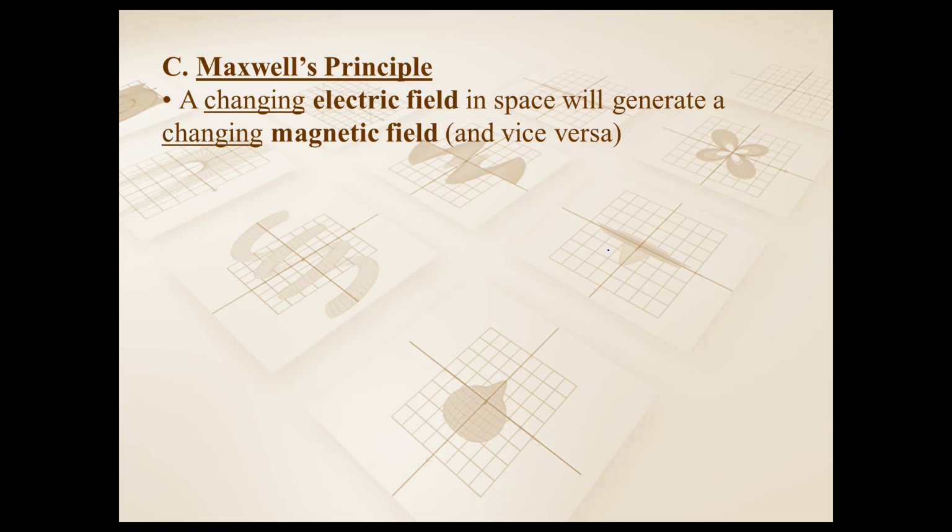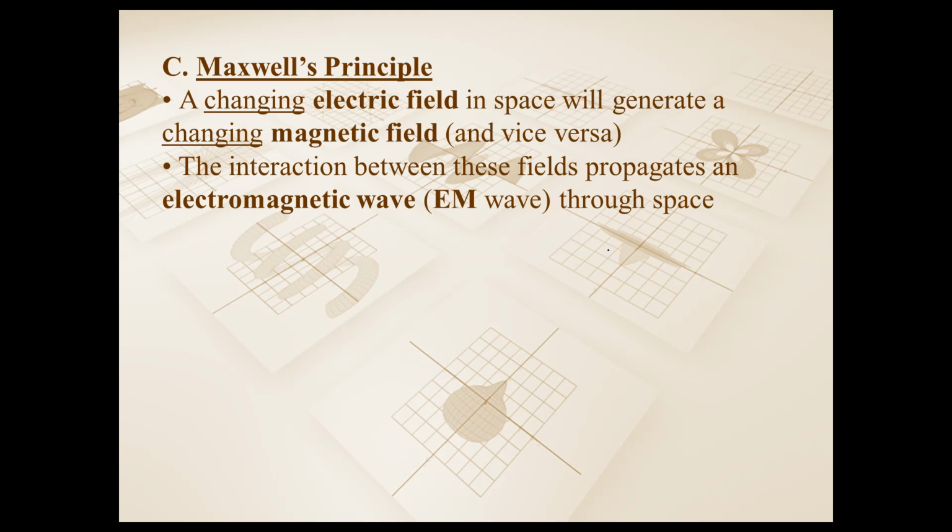Maxwell's principle states that a changing electric field in space will create a changing magnetic field. And if you continue on, a changing magnetic field will create a changing electric field. I suppose I could call this self-propagating, in that a changing electric field produces a changing magnetic field, which in turn produces a changing electric field, changing magnetic field, etc. It's the interaction between these fields that propagates something called an electromagnetic wave through space.